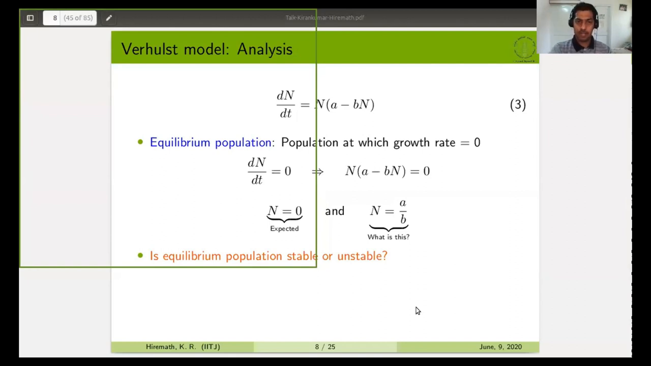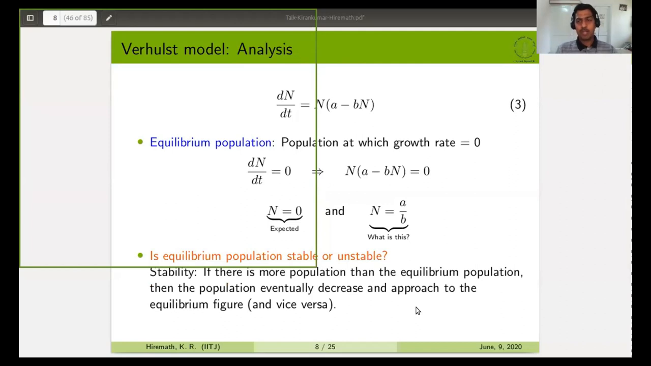Now here is an interesting question about this equilibrium population. Is this equilibrium population stable or unstable? So what is meant by stable or unstable? It means that suppose this is the equilibrium population and the current population is more than that. Then will the population decrease and come to that equilibrium population? This is very important. If there is more population than the equilibrium population, whether the population will decrease and come to the equilibrium point, or vice versa. If there is less population, will it go to this equilibrium point and stay there? Now this is very important in many engineering applications. This is called stability analysis.